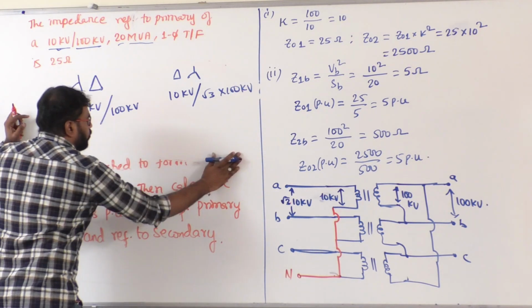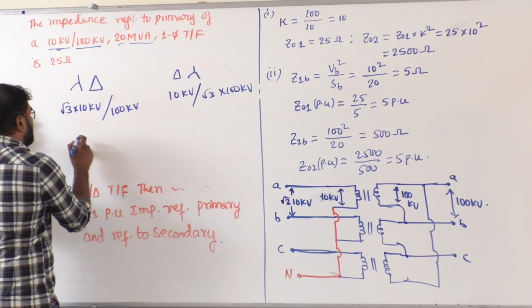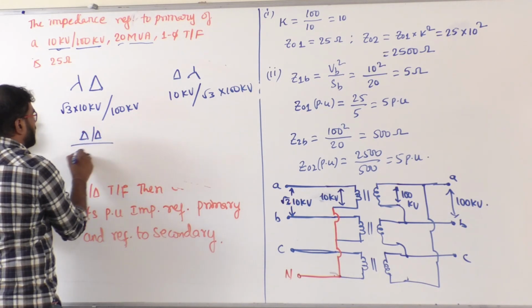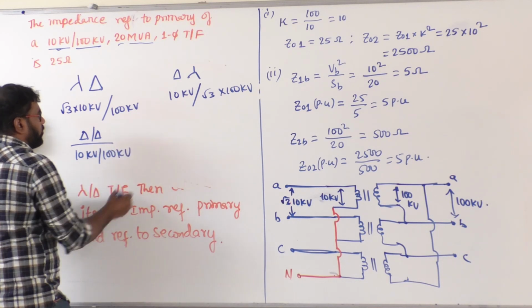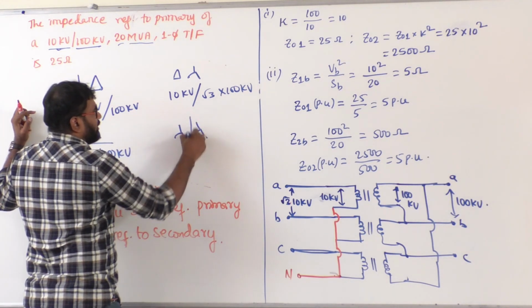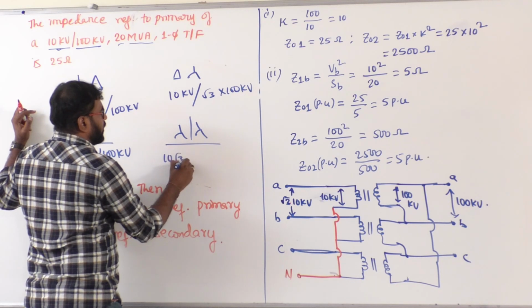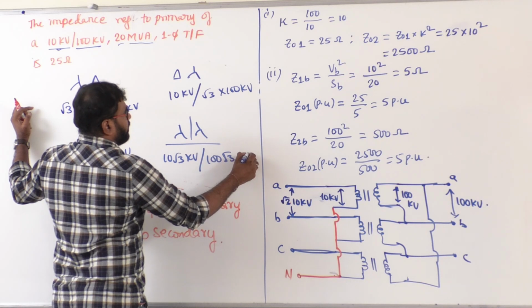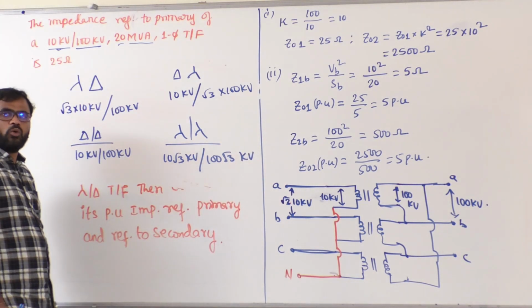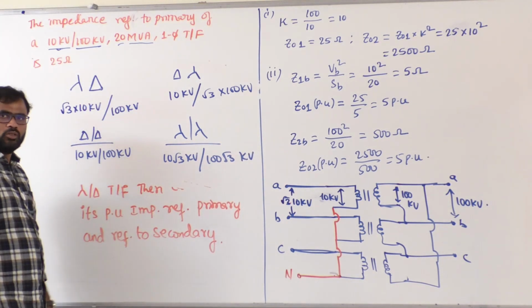Suppose you convert to a delta-delta transformer, then the voltage ratings are 10 kV by 100 kV. Suppose you convert to a star-star transformer, then 10 root 3 kV by 100 root 3 kV. Clear? So that's how you need to state the voltage ratings.